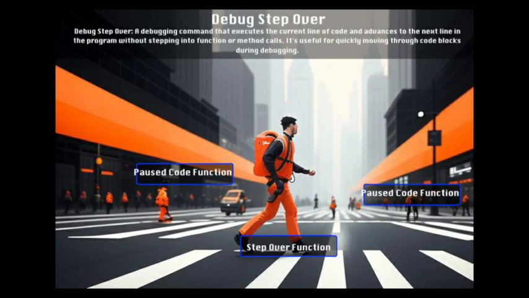Debug step over, a debugging command that executes the current line of code and advances to the next line in the program without stepping into function or method calls. It's useful for quickly moving through code blocks during debugging.